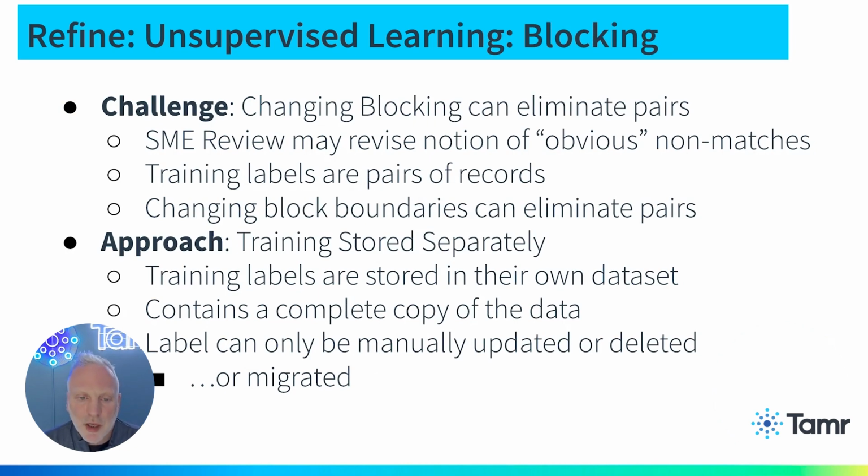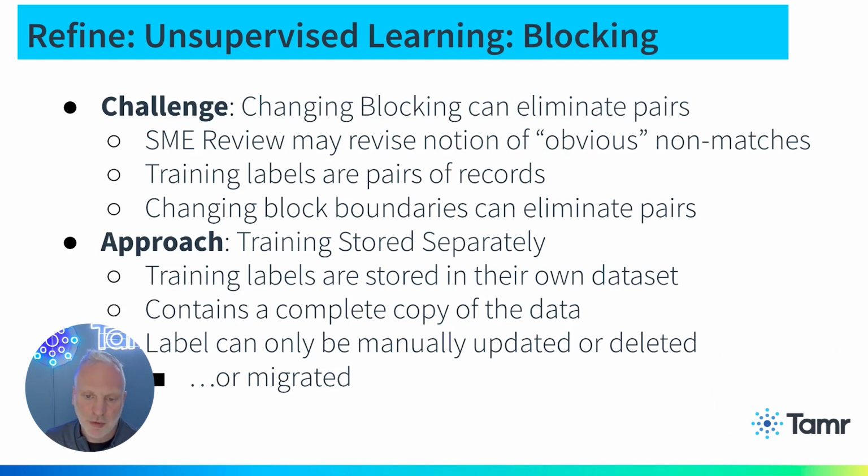Which brings us to blocking. So the challenge with adjusting blocking is that as we adjust the block boundaries and as we change the blocking clauses, we can end up eliminating pairs. So subject matter expert review, as with pre-grouping, may revise the notion of obvious non-matches. We may want to change those block boundaries. In particular, as we scale the data up, we may realize we don't need as much recall. We pull those boundaries in, make the blocking clauses stricter so that we're not generating as many pairs. That eliminates a bunch of pairs, but training labels might be on those pairs. So what do we do?